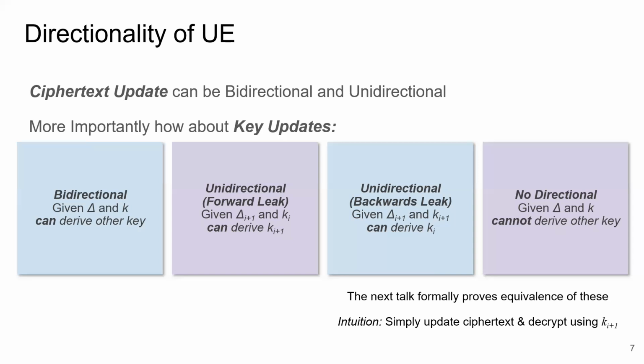The intuition behind that is, say I have the update token and the key of the new epoch. If I was in the backward leak setting, I can use that to derive a key from the old epoch and decrypt my ciphertext there. But if I wasn't in the backward leak setting and I couldn't do that, well, I can just take the update token, move to the new epoch, and then using the new key, I can do the decryption anyway.